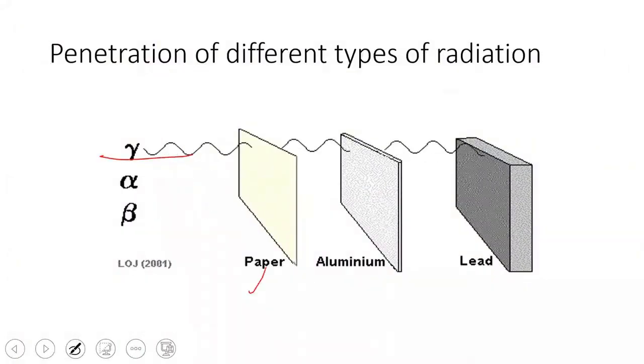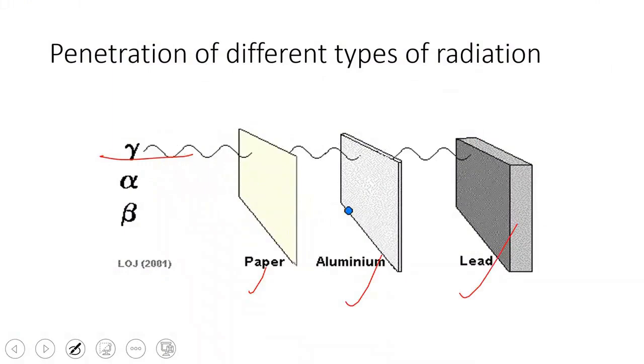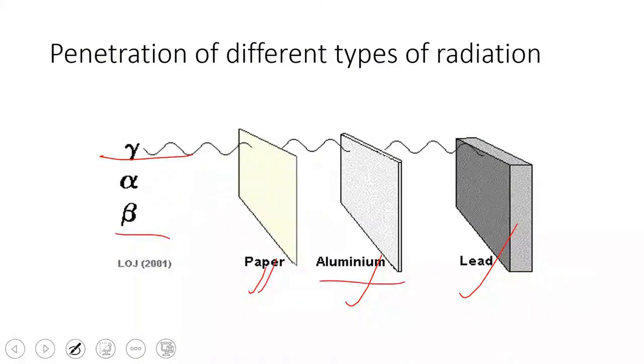Gamma can penetrate materials. For example, if there is paper, it won't stop it, while aluminum is needed to stop it. Alpha can be stopped by paper, but beta can pass through paper, although it can be stopped by aluminum.